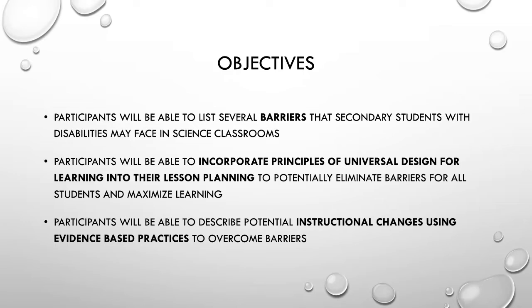During this presentation, we're going to cover 3 objectives. The first will be to discuss several barriers that secondary students with disabilities may face in science classrooms. We also will talk about incorporating principles of universal design for learning into your lesson planning to potentially eliminate those barriers for all students and to help maximize the learning. We're also going to talk about ways to incorporate instructional changes using those evidence-based practices that we talk about today into your lesson planning to help also maximize student learning.